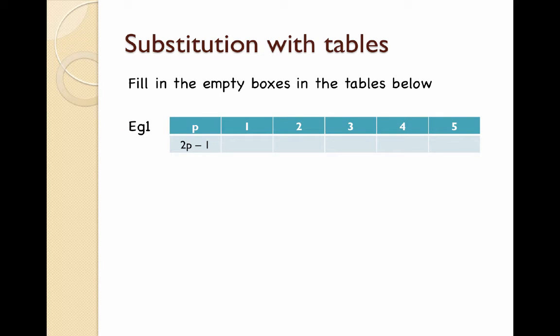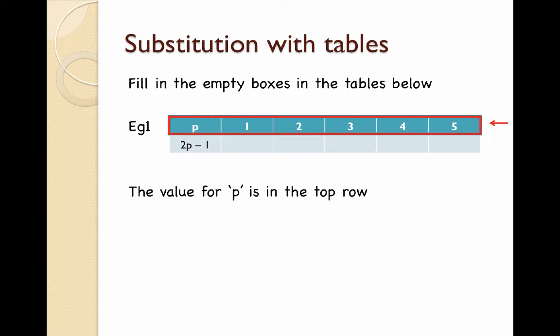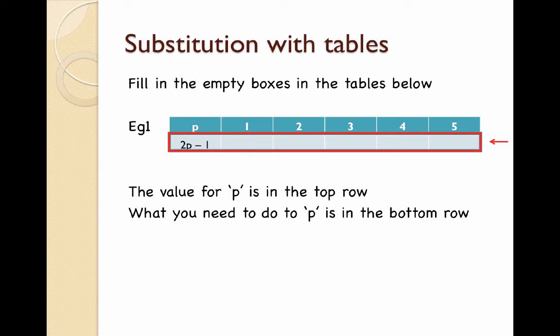Now we're going to take a look at some substitution with some tables. Here we have a table, and the question is asking us to fill in the empty boxes in the table below. In the top row, we have the values for p. P is 1, 2, 3, 4, and 5. In the second row, it's what you need to do to p to get the numbers in the bottom row. So in this case, we're going to be doing 2p take away 1, or 2 lots of whatever the p value is, and then we're going to take away 1.